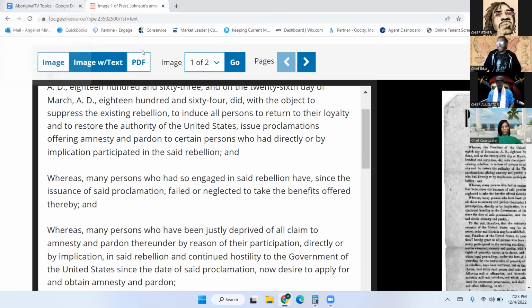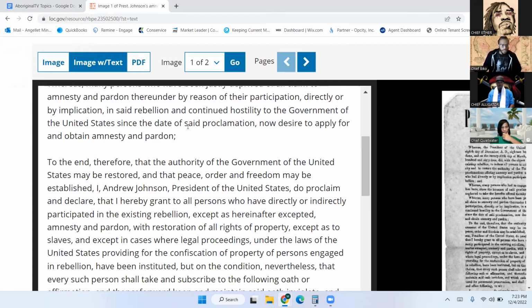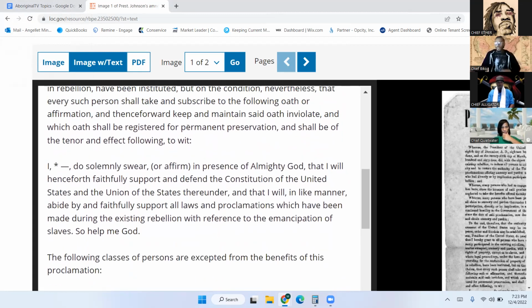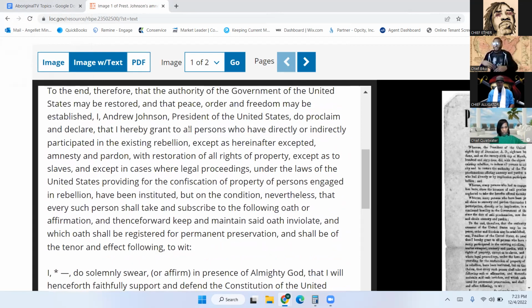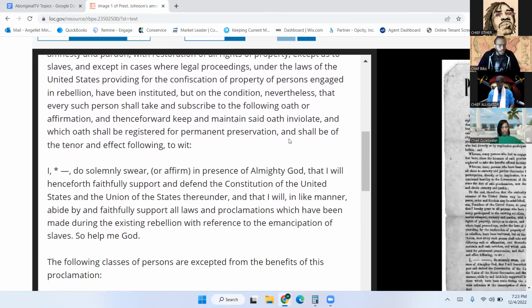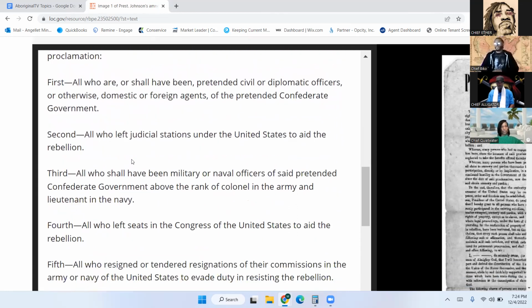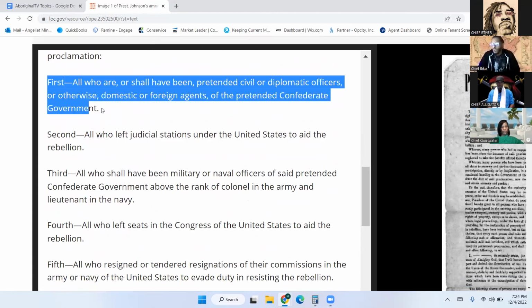So if you could scroll down, it should be in the first pardon. There we go. I'm gonna read off this pardon here, and it's gonna show up multiple times as far as this pretend Confederacy. If you scroll down a little bit more, there you go, where it says first. Okay, gotcha. So I'm gonna read off this here. It says, first, all who are or shall have been pretended civil or diplomatic officers or otherwise domestic or foreign agents of the pretended Confederate government. That's the mic drop, y'all.